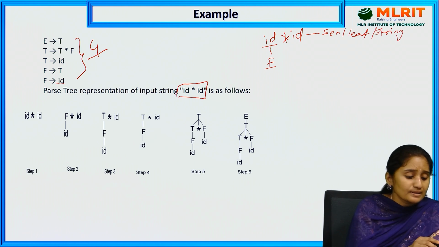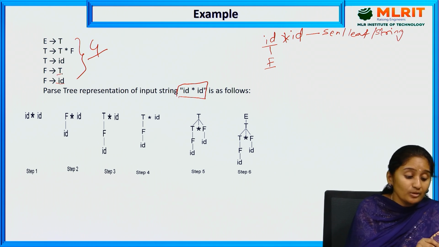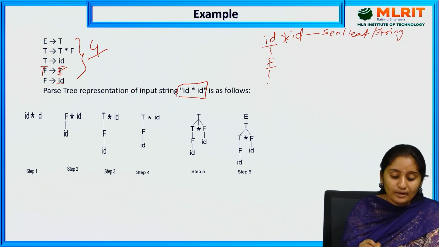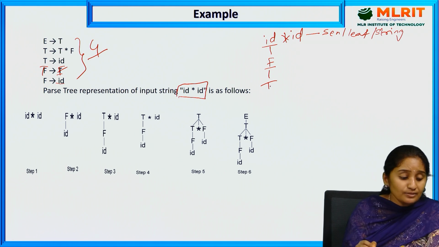Now, next, we have F. F can be reduced. See here, F can also be reduced to T. In T star F, F can be reduced, so it can be reduced to T. Can T be reduced? Yes, it can be reduced to E.